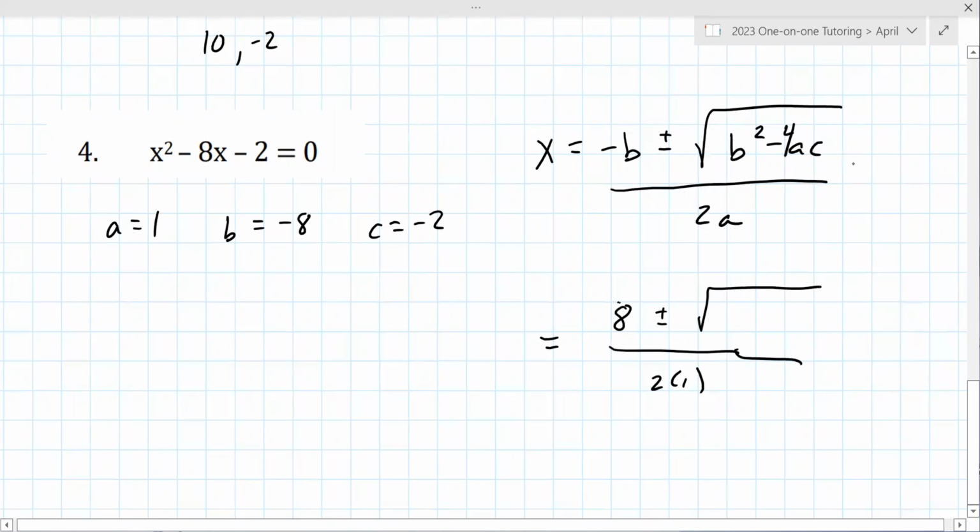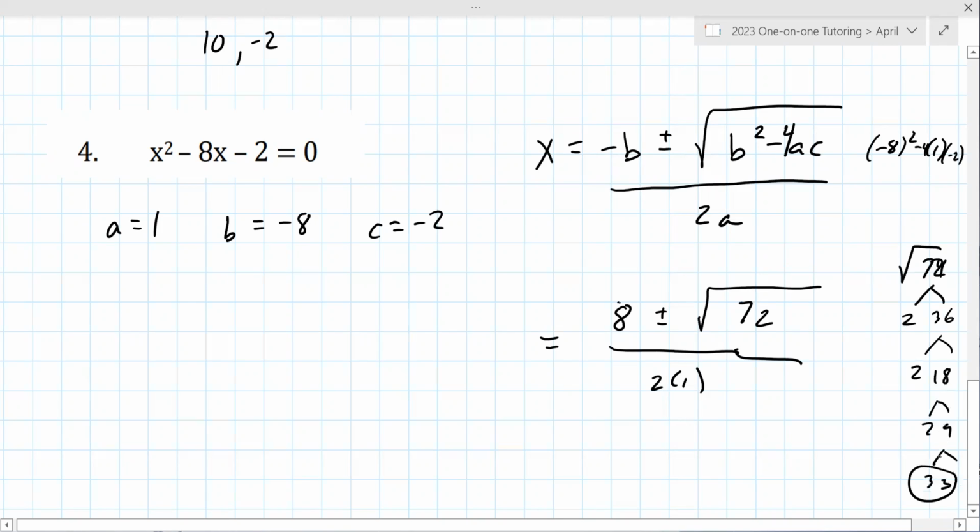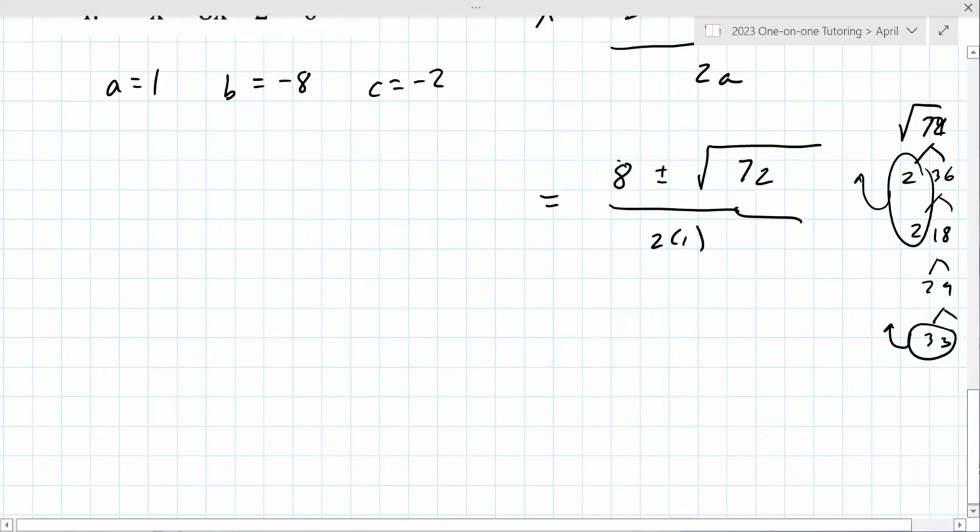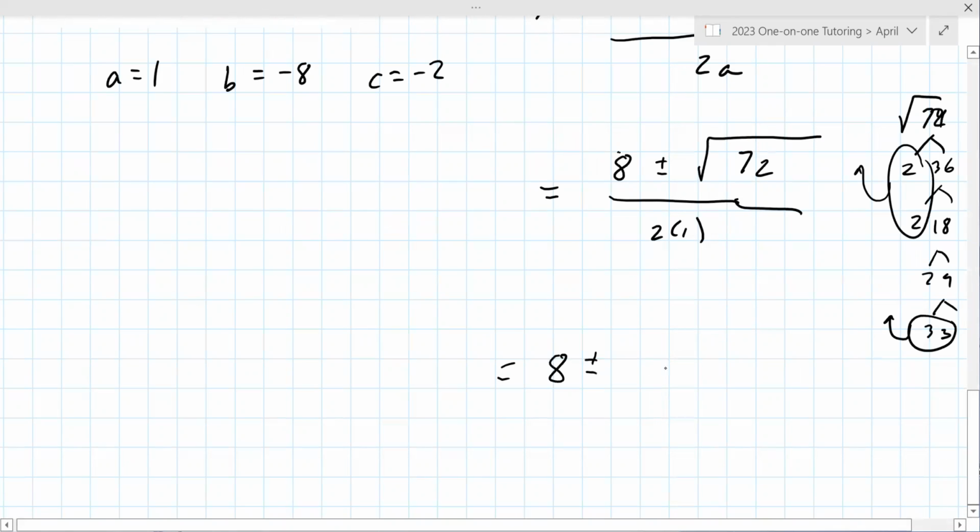So B squared is, we got -8 squared minus 4 times 1 times -2. So that's 64 plus 8, 72. You look at that maybe at first, it also doesn't work out because it's supposed to be 72. Having one of those days. Okay. So 2 and 36, 2 and 18, 2 and 9, 3 and 3. So yeah, 2 and a 3 come out basically. This works its way back into 8 plus or minus 6 square root 2 over 2.